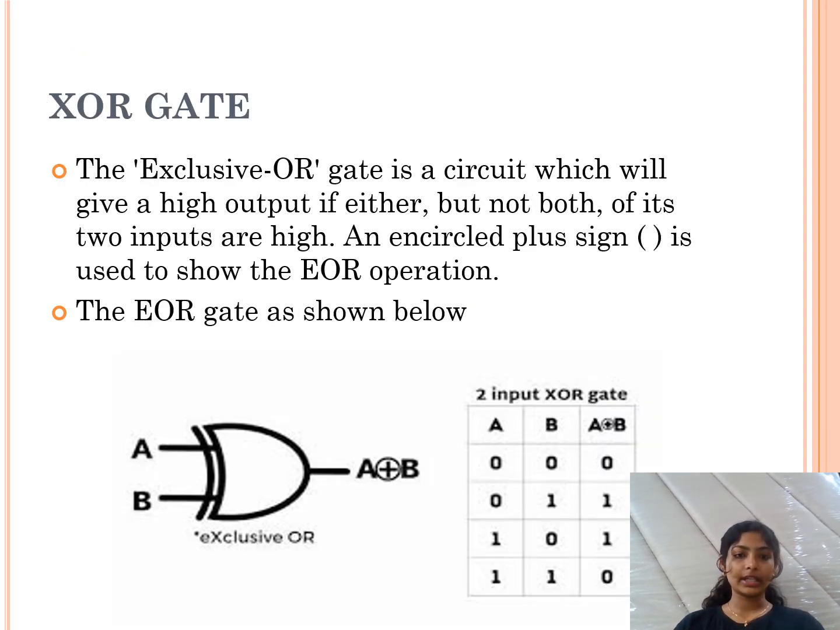XOR gate. The exclusive OR gate, also known as XOR gate, is a circuit which will give a high output if either but not both of its two inputs are high. An encircled plus sign is used to show the EOR operation. The EOR gate, also known as the XOR gate, is shown in the logic diagram below.